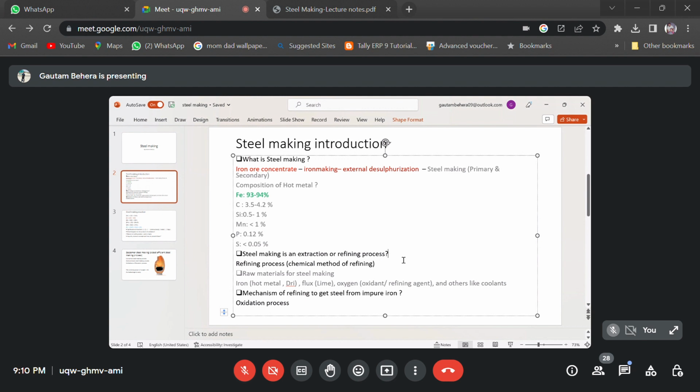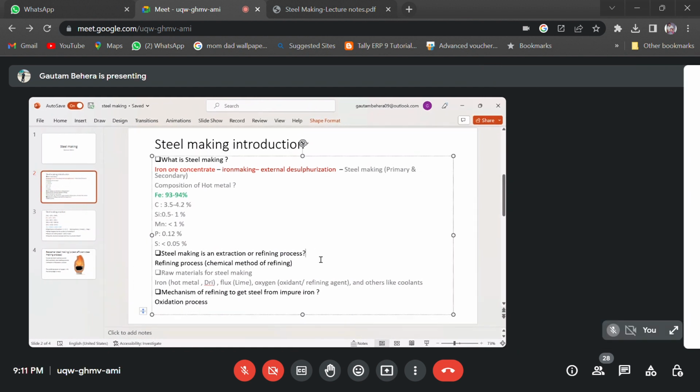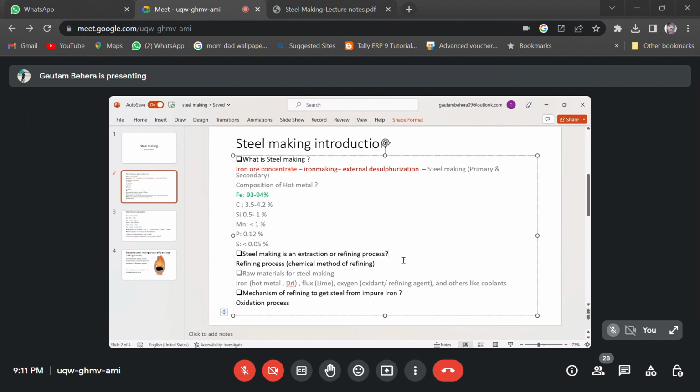And there are many other differences. Other differences will be, iron making is a reduction process, you have to remember. But steel making process is an oxidation process. This is a very essential difference. Because iron making means Fe2O3 will become Fe by reduction, right? That is a reduction process, because you are removing the oxygen from the compound, iron ore, right? But steel making process is an oxidation process. Why? Because we are oxidizing carbon, we are oxidizing silicon, we are oxidizing manganese, we are oxidizing phosphorus, right? We are oxidizing these impurities. So it is an oxidation process. Is it okay?